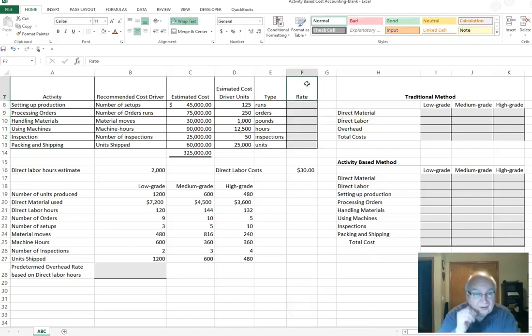On this one, we're going to cover allocating overhead by using the traditional methods or the activity-based costing method, which is known as ABC. And what we have the difference real quickly is traditional method uses what they call unit level activities. And the unit level activities would include things like direct labor hours, direct labor cost, or machine hours. And that's what the traditional method is.